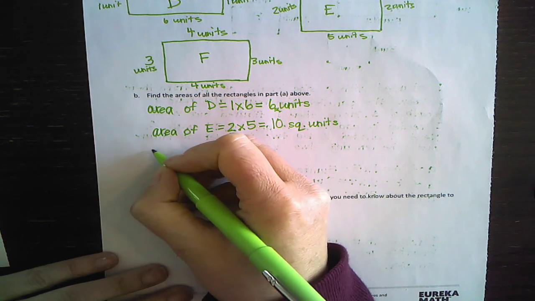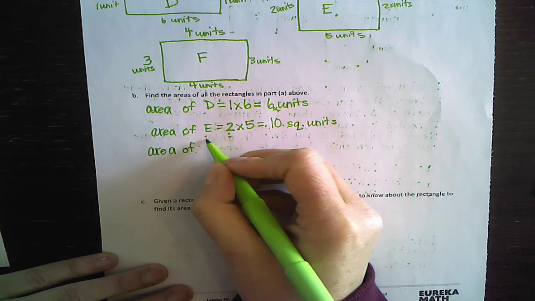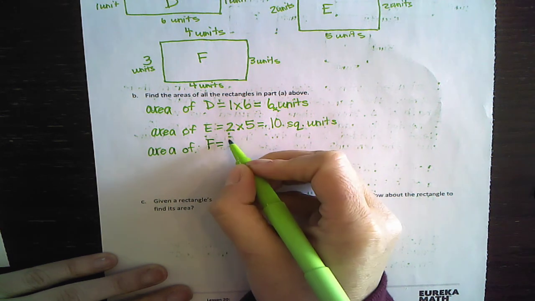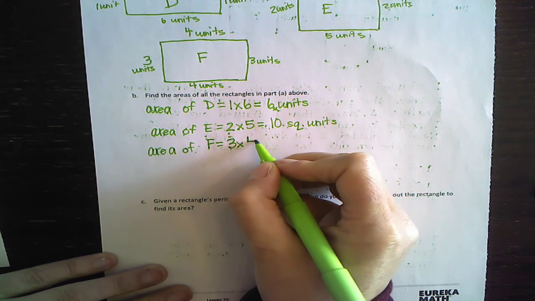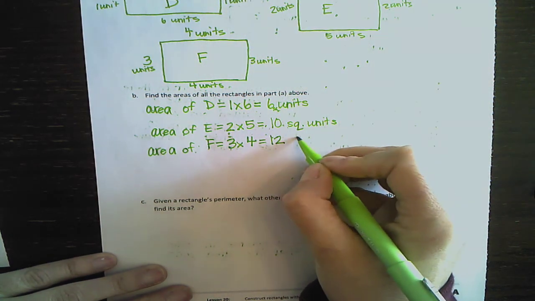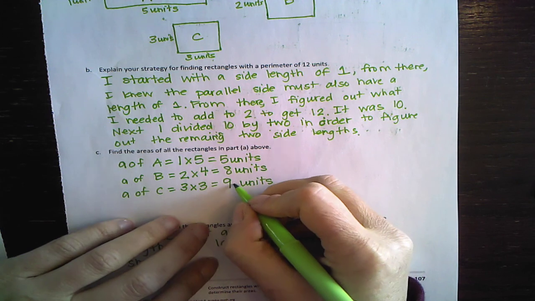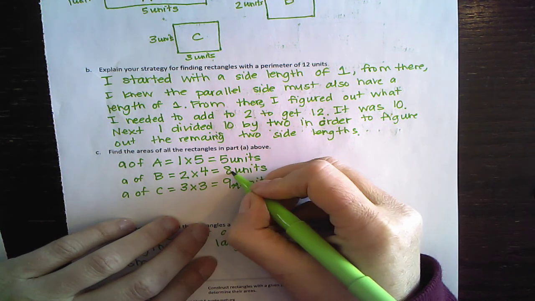What do you notice about those areas? They're getting larger, aren't they? And lastly, area of F equals side length times side length equals 3 times 4 is, yes, 12 square units. Which reminds me that I didn't do that on this side. I didn't put square units, so I'm just going to slip that in there.